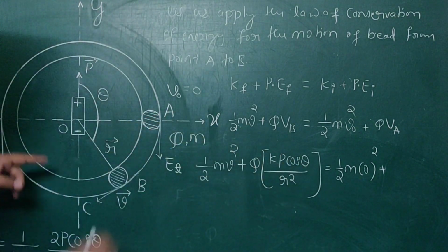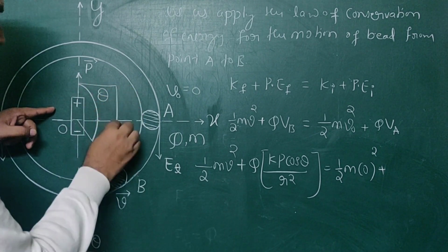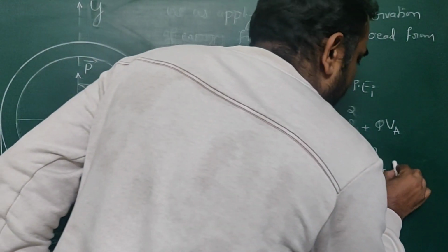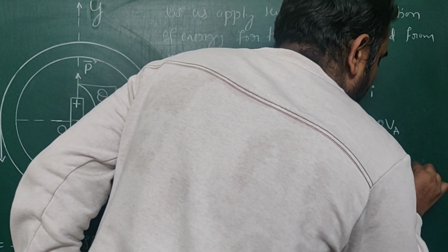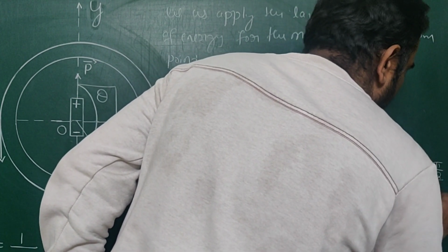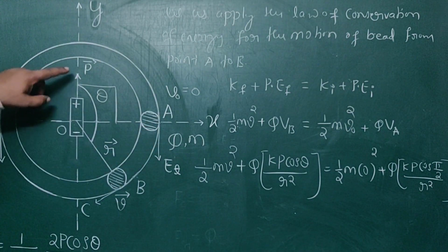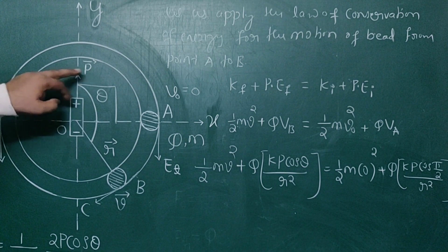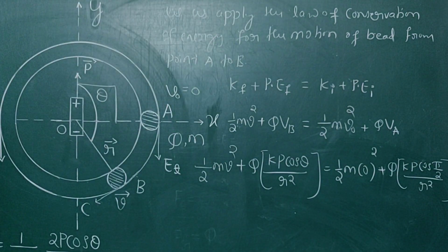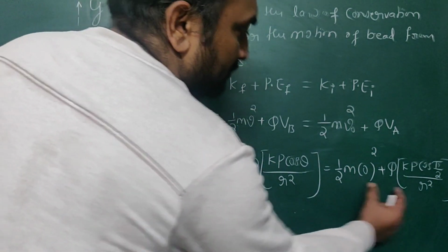But here what is theta? If the bead is at point A, what is the angle made by the dipole with respect to the position vector? It will be 90 degree. So here I will use the value directly, cos 90. So it will be Kp cos of 90 degree upon r square. So at point A, the angle made by the position vector with the dipole axis is 90 degree. So here I am using cos 90. Okay, now you can simplify this one. What are we going to get? This term is 0, this term is 0.